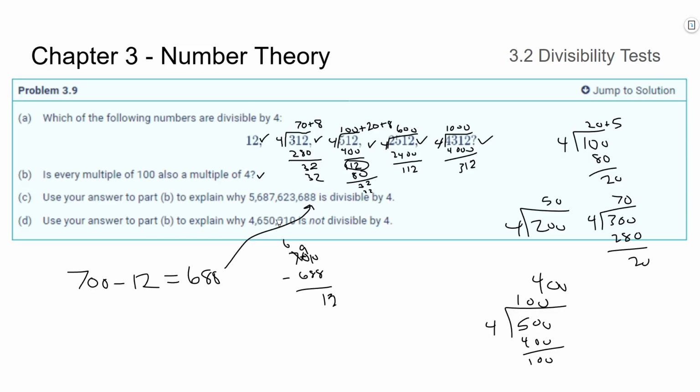Okay, so now explain why this is not divisible by 4. All right, so we know 300 is going to be divisible by 4. So that means that 304 is divisible by 4, 308 is divisible by 4, but 310 is not divisible by 4. All right, hopefully all that made sense. I know it got a little bit messy there, but hopefully it made sense.